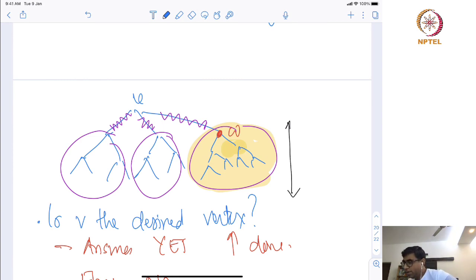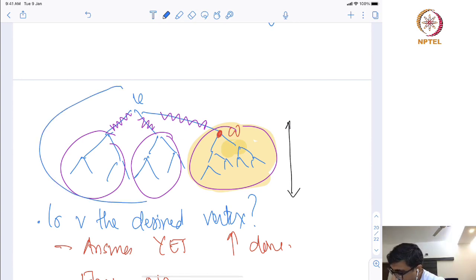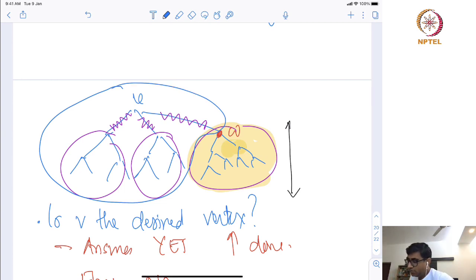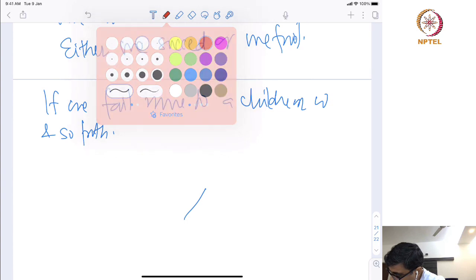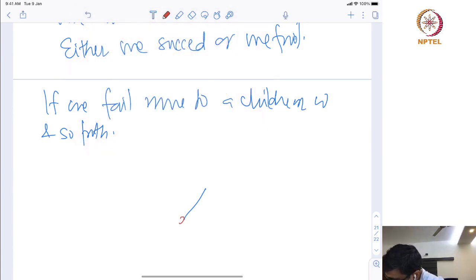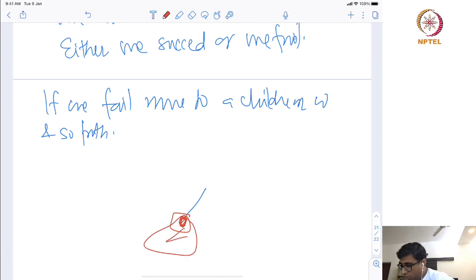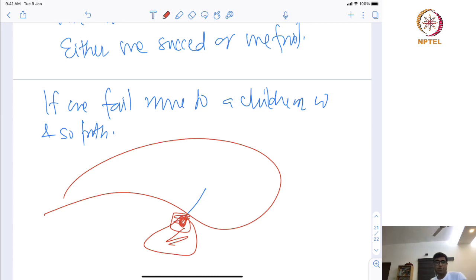Look at this component, look at the weight of this guy. Because this is more than V over 2, the weight of this is strictly less than the weight of V over 2. If you go further, maybe you can reach a leaf. Why did you reach this leaf? Because this is the guy whose weight is more than V over 2, and there is no component here, which implies that if you delete this, the component which is left has weight at most V over 2.